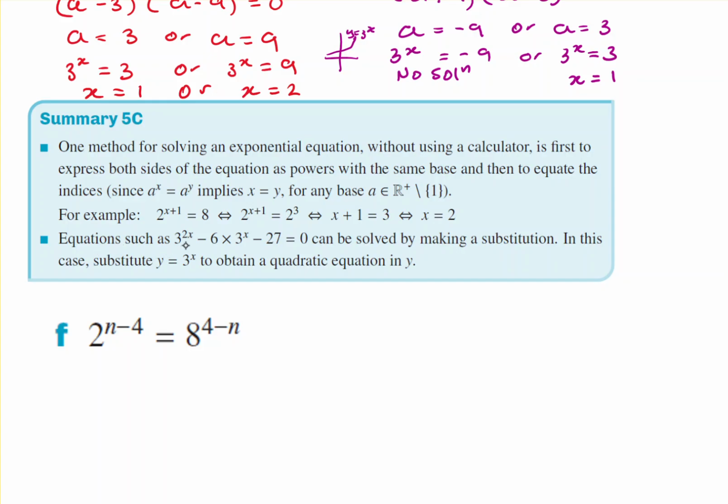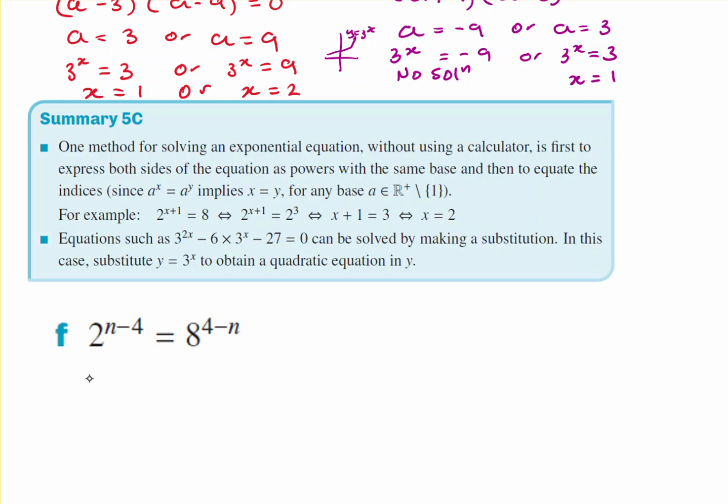And equations such as 3 to the 2x minus 6 times 3 to the x minus 20 equals 0 can be solved by making the substitution. In this case, substitute y equals 3 to the x. Well, as I said, I do it by letting a equal 3 to the x, and it just makes it easier to see the quadratic, and sometimes you'll even need the quadratic formula to do them. Let's just check out this one little example below.